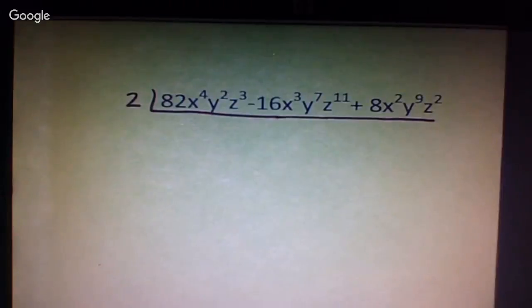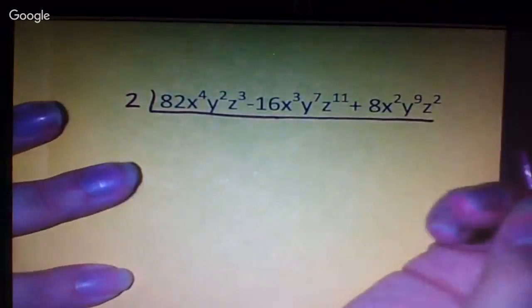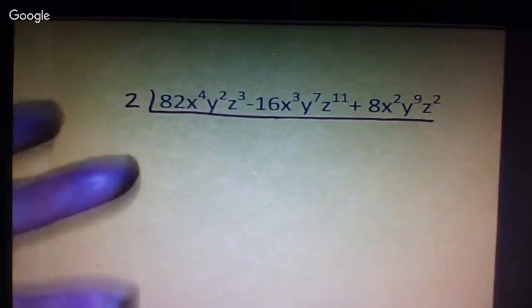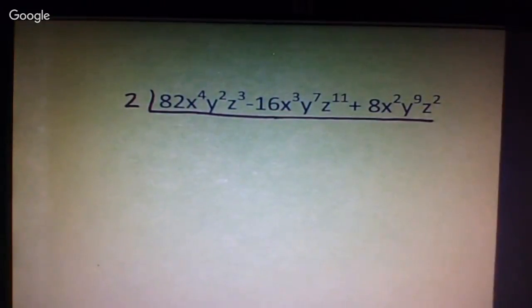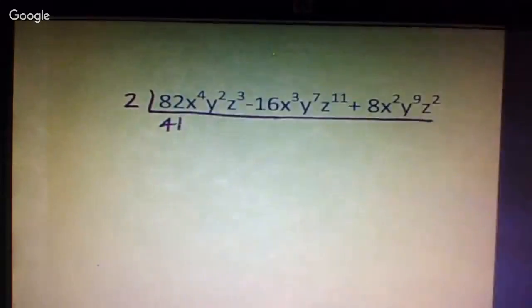4 does work. Give me a second. Actually, no, 4 doesn't work. It doesn't go into 82. If you do 82 divided by 4, 4 goes into 8 twice, minus 8 leaves nothing, and I bring down the 2. 4 doesn't go into 2. So no, 4 is not going to work. Okay, so we're left with 41.